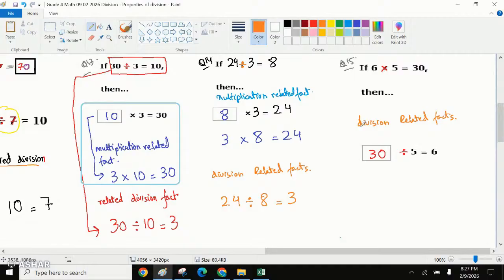Or what else can we say? 30 when divided by 6 should be equal to 5. These both are related division facts. Okay. So depending on the question, depending on the topic, what they're asking us, we give our answer. Okay. Moving ahead.